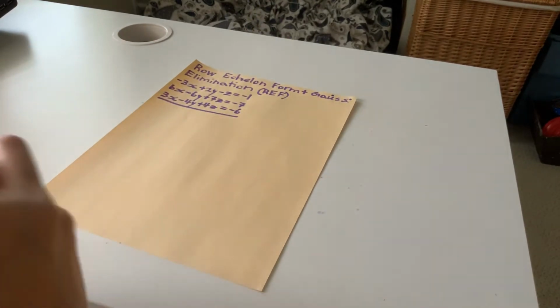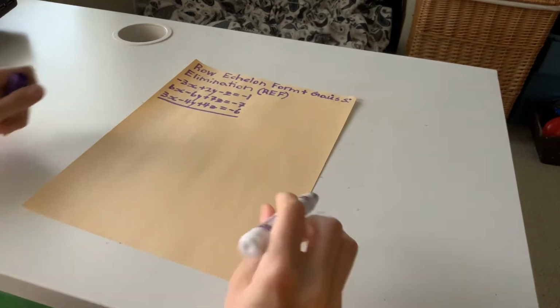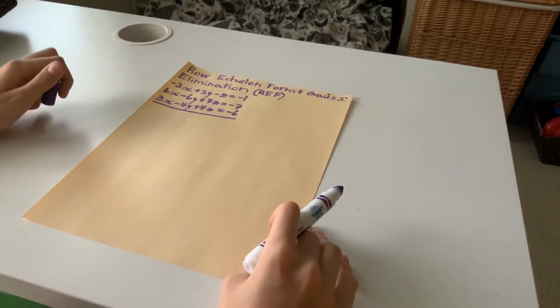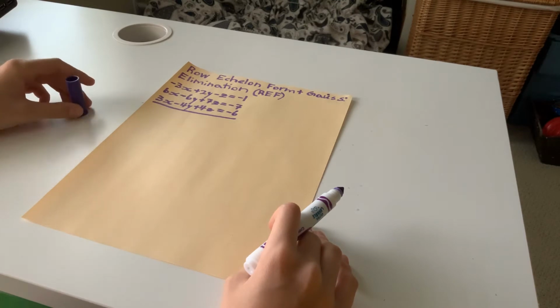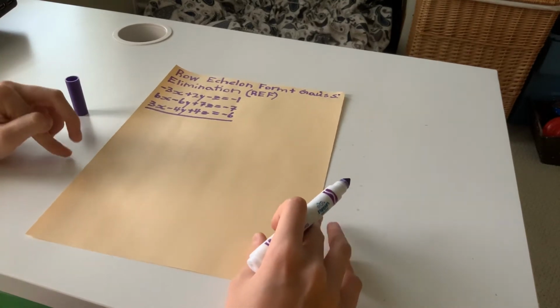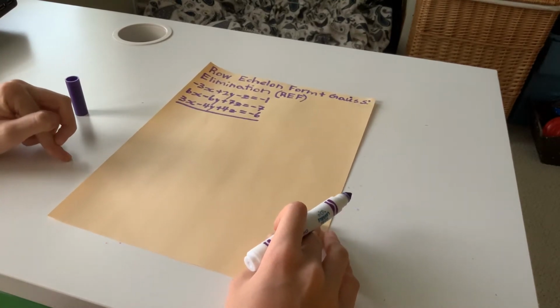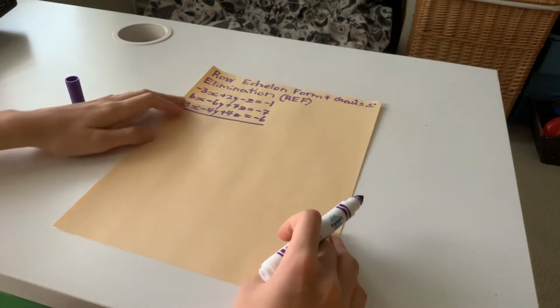So first of all, I'm just going to define row echelon form and Gaussian elimination. I'm just not going to start off with the problem right off the bat. I just want you to get a little bit of a visual intuition on what these are before we start.